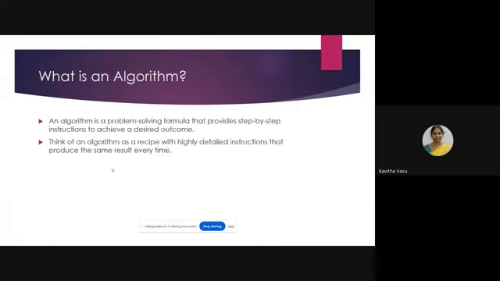Then, what is meant by algorithm? A formula or set of instructions designed to perform a task or solve a problem. This is called an algorithm, comparable to a recipe with precise steps that always leads to the same result when followed correctly. This is called algorithm.